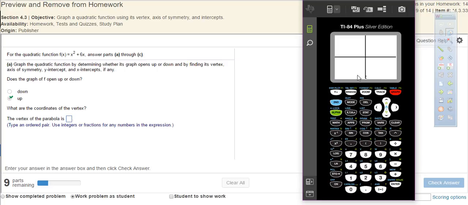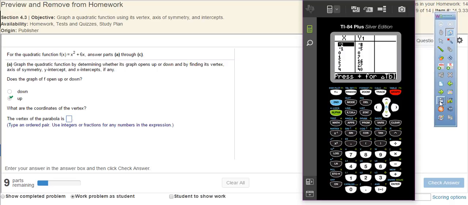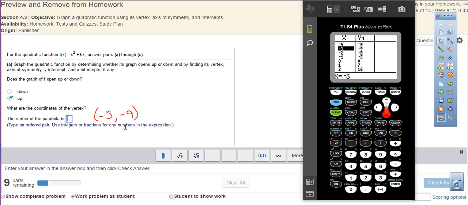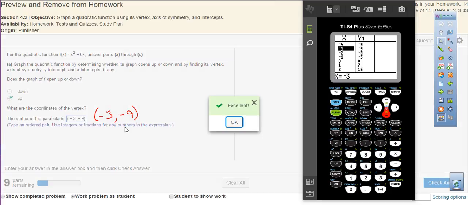We could then at that point go to our table, and remember what we were looking for. In this case we said our vertex was negative 3, so we go to negative 3 in our table and we see that negative 3 gives us an output of negative 9. So our vertex occurs at negative 3, negative 9. So I come back to my guy here, open parentheses, negative 3, comma, negative 9, close parentheses, enter, enter.